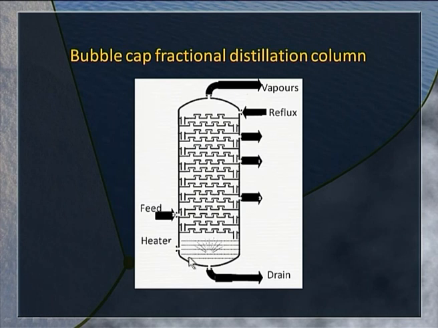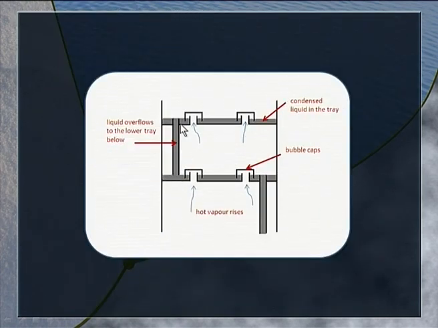So, from the bottom you have high boiling liquid, from the top low boiling liquid, which can be collected as distillate. Here is an enlarged view. You can see these bubble caps. The vapors rise through this, they bubble through the liquid that is condensed on the plate. These are shallow liquid layers here, so that the rising vapors are stripped off the less volatile component.